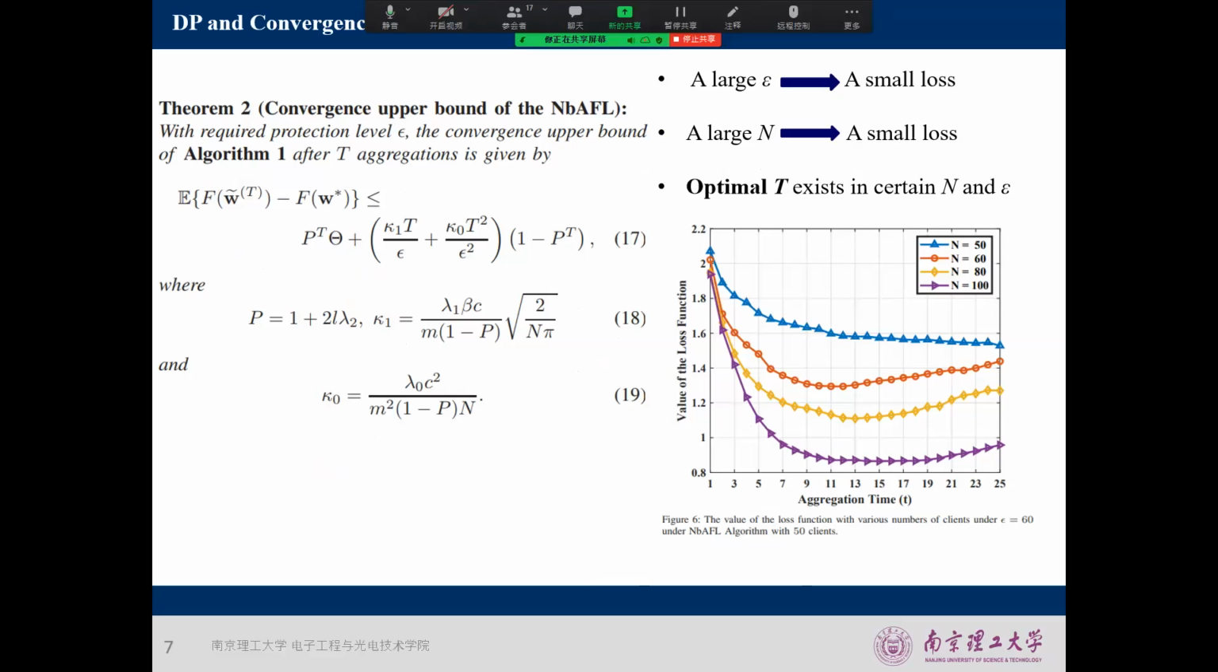The first part is the loss function after T communication rounds, and omega star is the optimal loss function. In the experiments, we use centralized learning to obtain this value. There are some conclusions and findings: a large epsilon, which means a large noise power, will lead to a small loss, while a large number of clients N attending will lead to a large loss, and an optimal T exists for a certain number of clients and epsilon. We show the experiment result here.